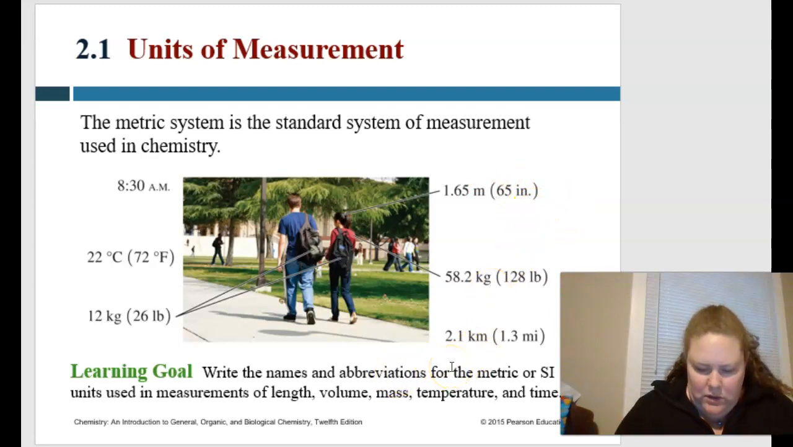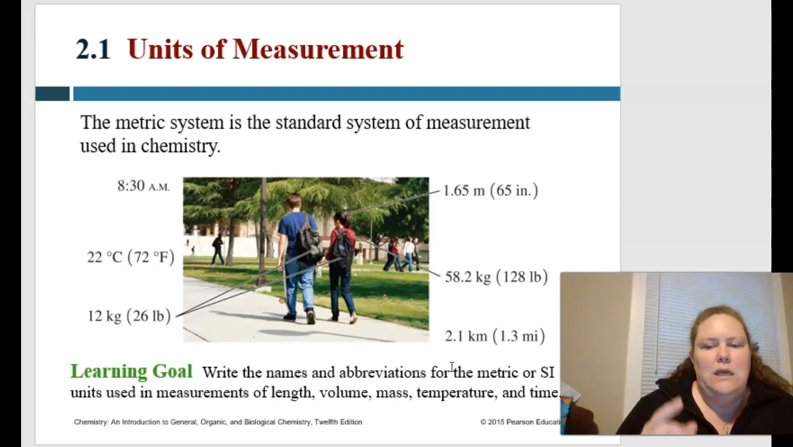So our goal for this video is to be able to learn and write the names and abbreviations for the metric or the SI units that are used in length, volume, mass, temperature, and time.